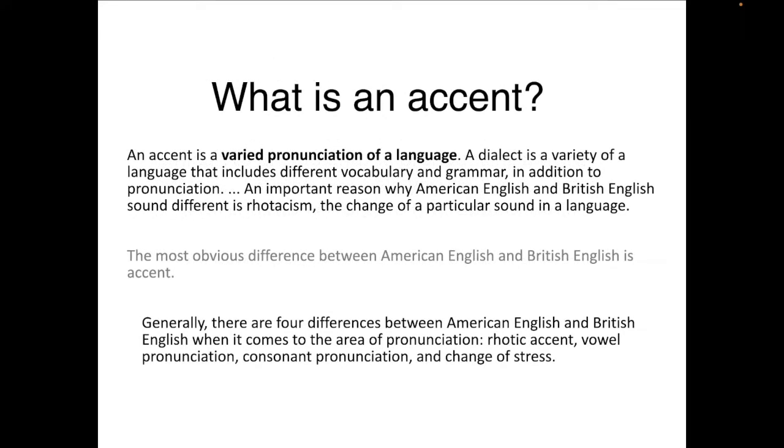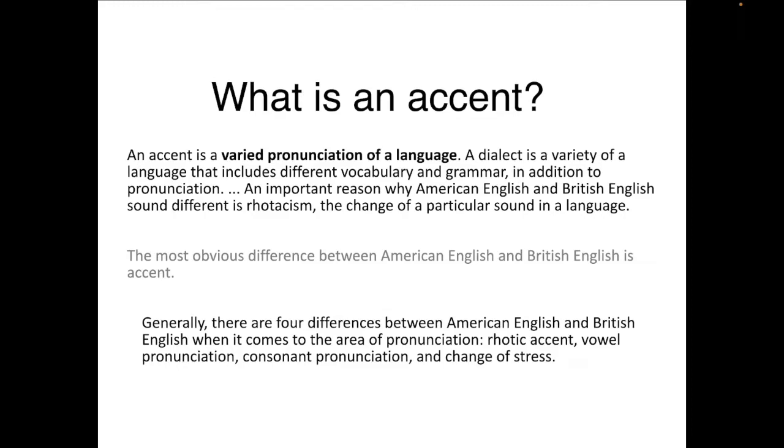What is an accent? An accent is a varied pronunciation of a language. A dialect is a variety of a language that includes different vocabulary and grammar. In addition to pronunciation, an important reason why American English and British English sound different is rhotacism, the change of a particular sound in a language.